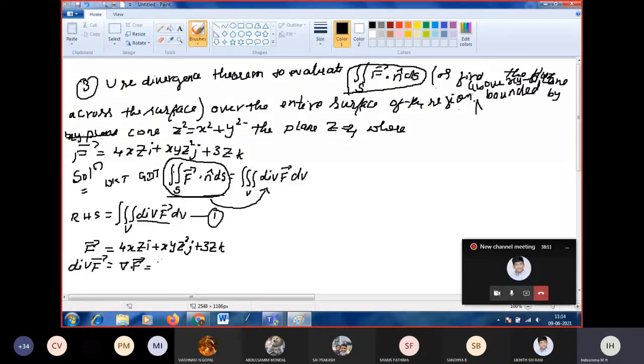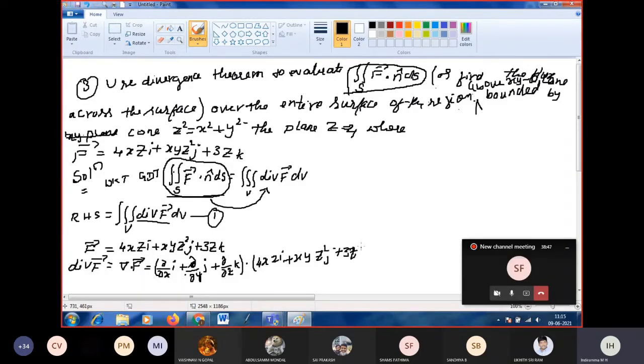Del means what? Dou by dou x i cap plus dou by dou y j cap plus dou by dou z k cap. All of you are solving along with me, right? Yes, ma'am. All of you should solve the problems in your notebook along with me. So next vector F is 4xz i cap plus xyz square j cap plus 3z k cap.